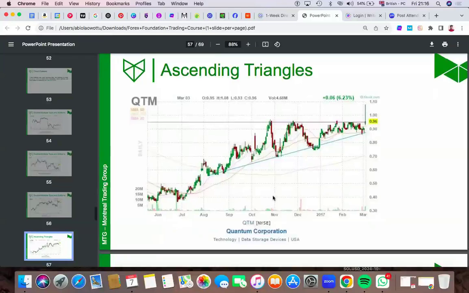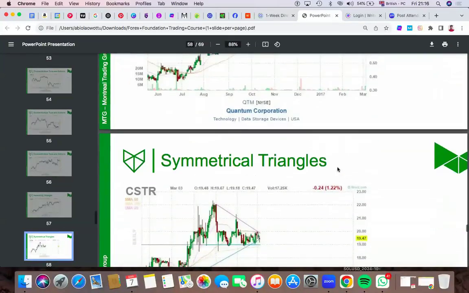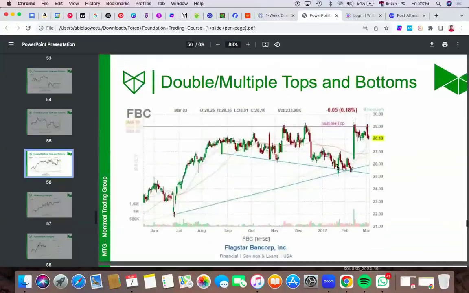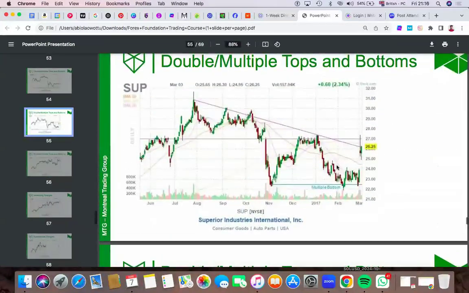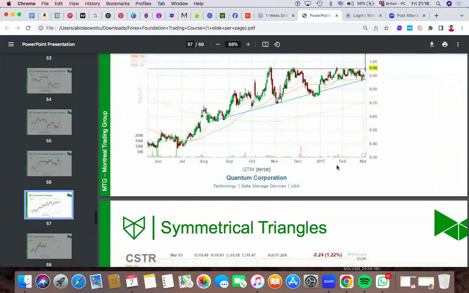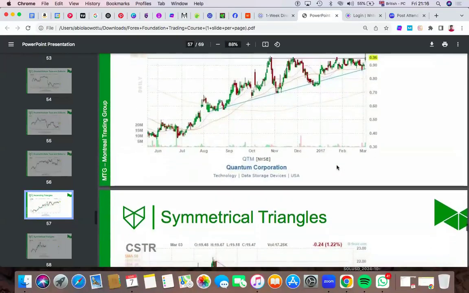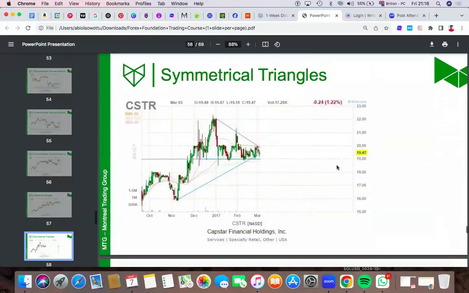Okay, so this is for the ascending triangle. Its high probability is always bullish. Whenever the market breaks above, then you will see the market being bullish like this. So we also have the symmetric triangle. We talked about there being an ascending and descending triangle, but here we have the ascending triangle. And here we have the symmetric triangle.